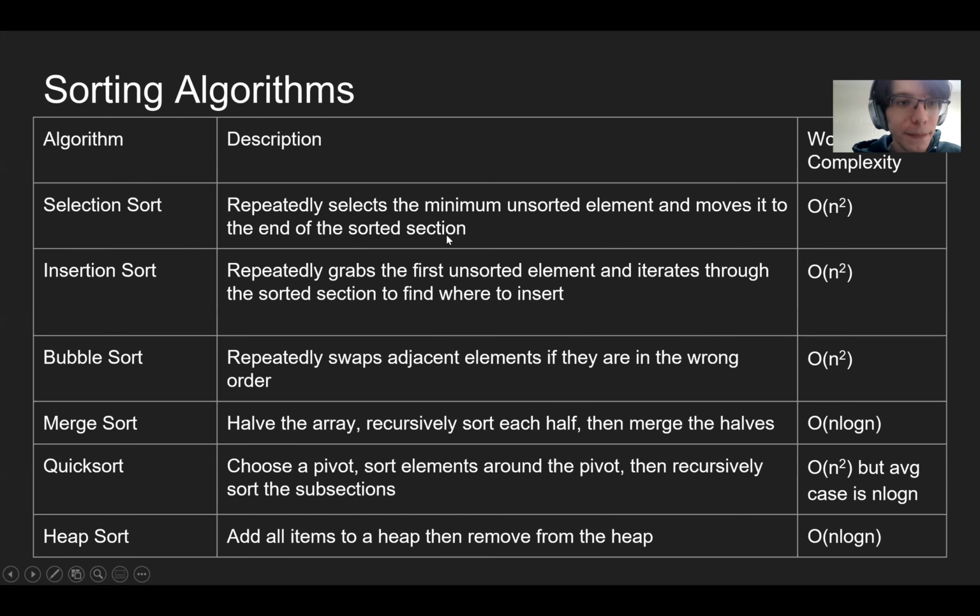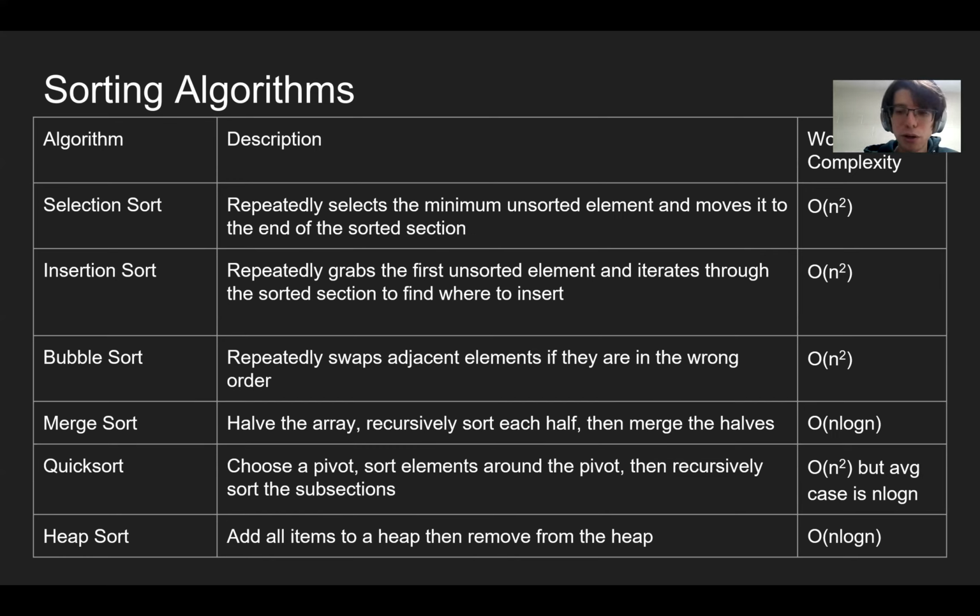Okay. So sorting algorithms description. We've gone over these all a little bit today, but selection sort repeatedly selects the minimum unsorted element and moves it to the end. Insertion sort repeatedly grabs the first unsorted element and iterates through the sorted section to find where to insert it. Both of those are O(n) squared. Bubble sort, as mentioned, repeatedly swaps adjacent elements if they're in the wrong order. That's O(n) squared.